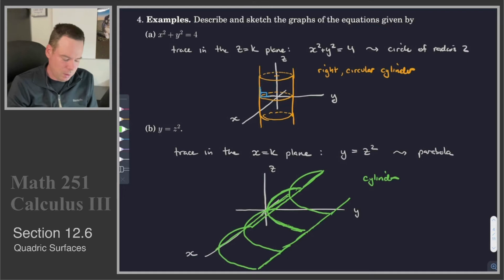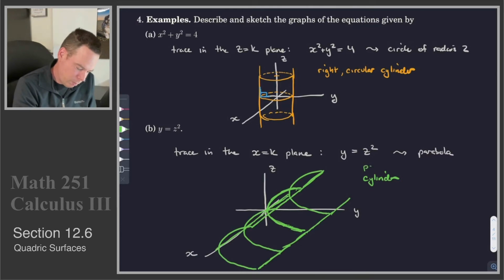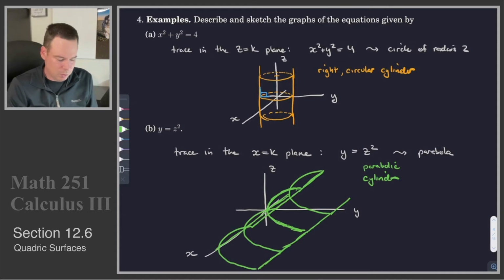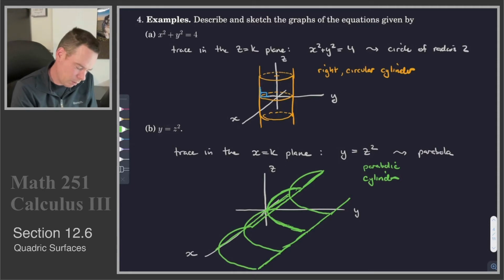Why is it a cylinder? Because along the x direction, all the cross sections look identical. They're all parabolas. That one parabola is our base curve, and we take all lines parallel to the x-axis and let them pass through that base parabola, and that generates this cylinder. We could call it a parabolic cylinder, because instead of being made up of circles like the one above, these are made up of parabolas.